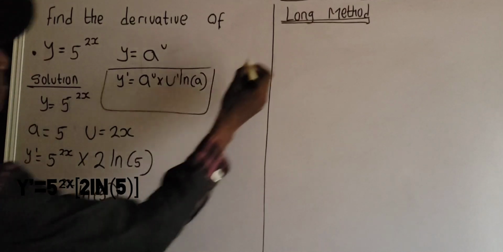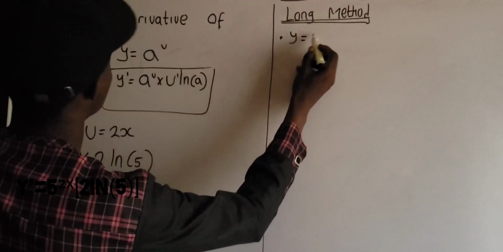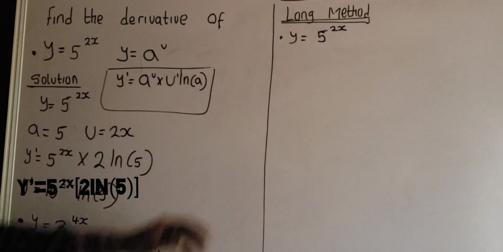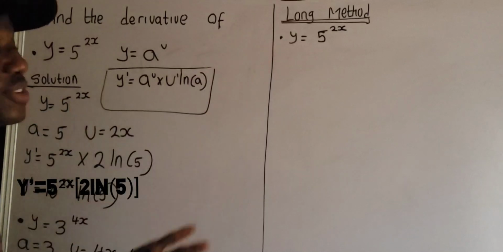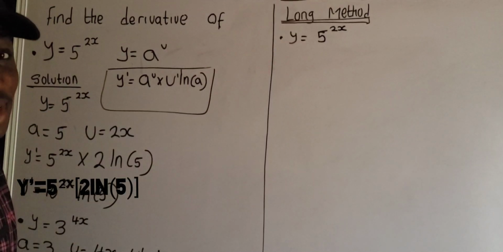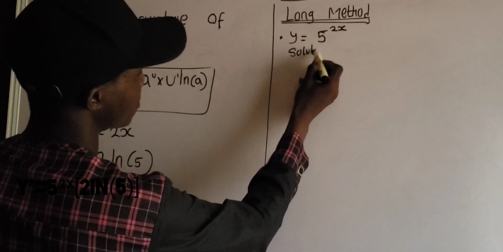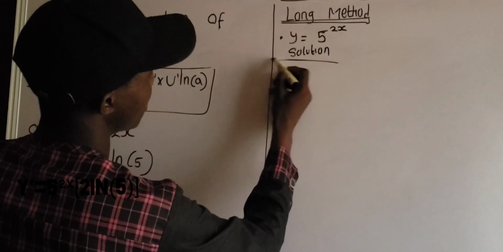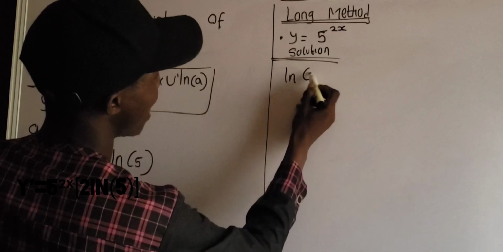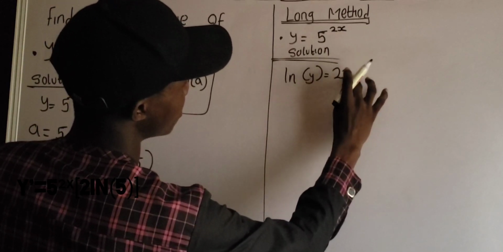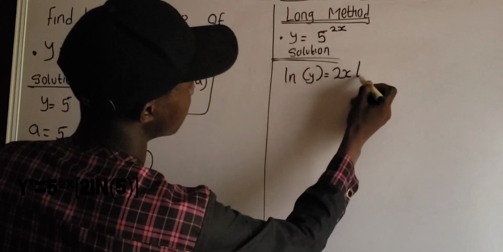We have y is equal to 5 raised to the power of 2x. Now let us try to find the derivative of this function. The first step is that we are going to take the natural log of both sides. So I'm going to have, solution, take the natural log of both sides. I'm going to have ln y is equal to 2x ln 5.